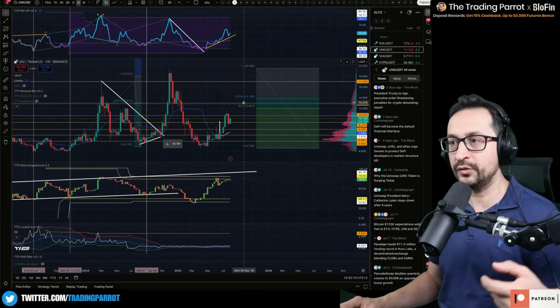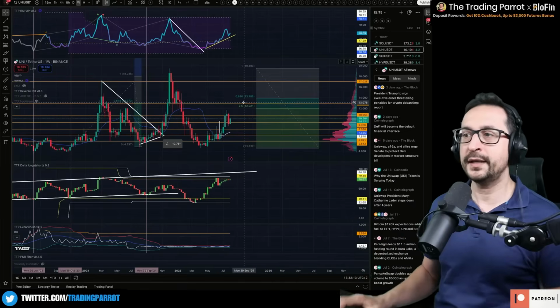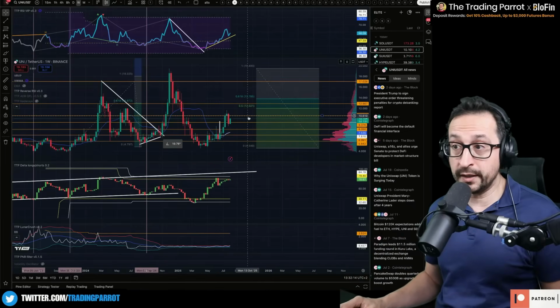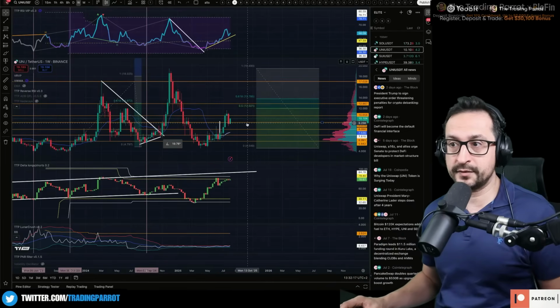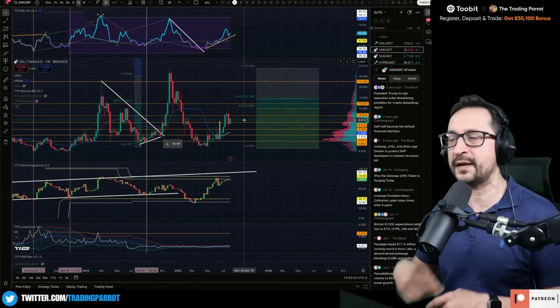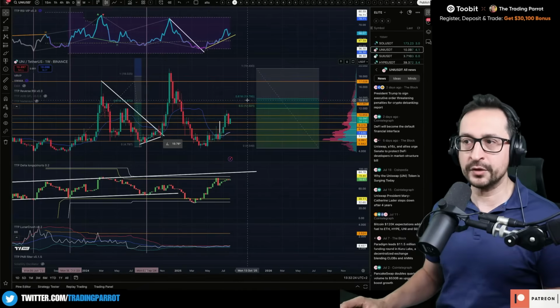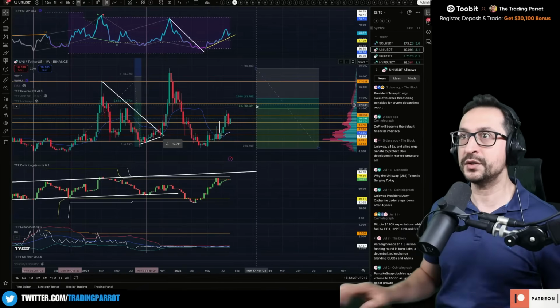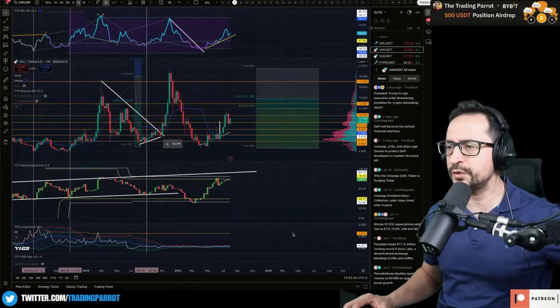When you get into the golden pocket, you increase the likelihood of continuation. You can still get a pullback from the golden pocket. That's expected, that's normal. But you tend to have just a pullback that is a bull flag that continues up more often than not after you prove yourself that you reach the golden pocket. Let's go into DOGE.